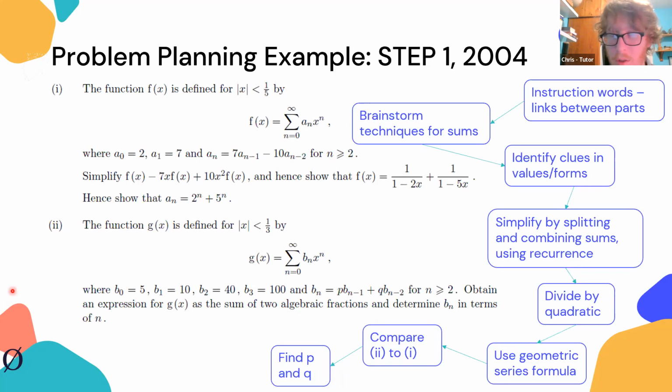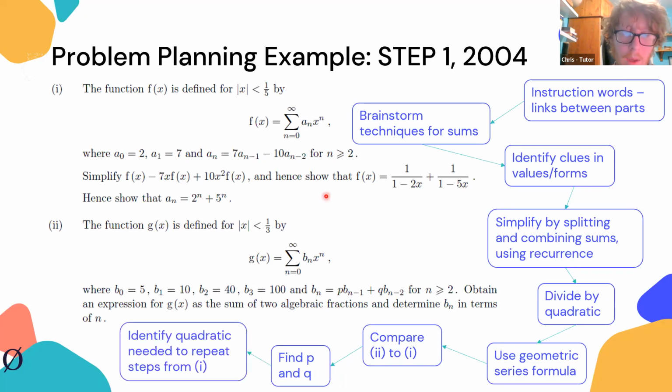If you could bring up the next 2 steps. And then, oh, sorry, just 1 step. And then we just basically follow the same steps from part 1. So once we've identified the quadratic we want to multiply g of x by, then we just follow the same steps as we did in part 1. Okay, perfect. So that was really good for problem planning.